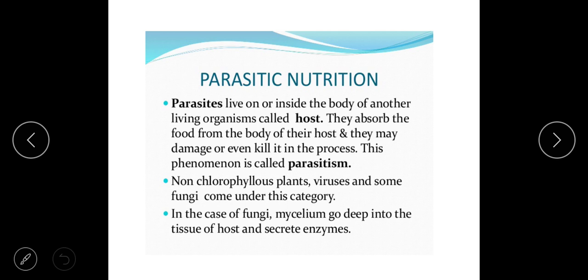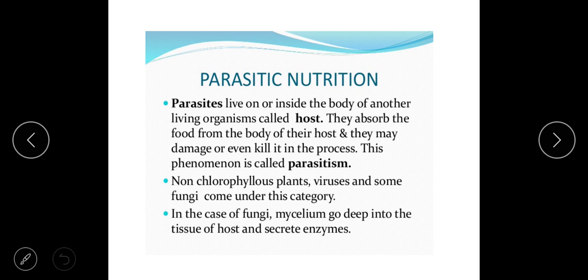What does parasitic nutrition mean? Parasitic nutrition is nutrition in which an organism depends on the body of another living organism for its food as well as shelter. That is known as parasitic nutrition. The organism that derives the food is known as the parasite, and the organism whose body suffers the loss, or from whose body the parasite is getting the food, is known as the host.